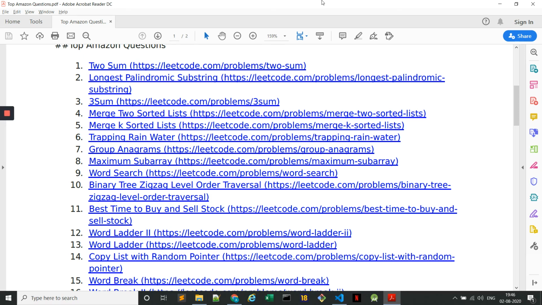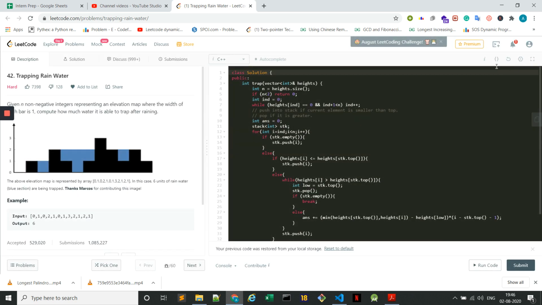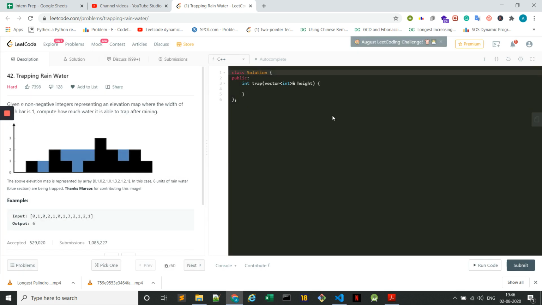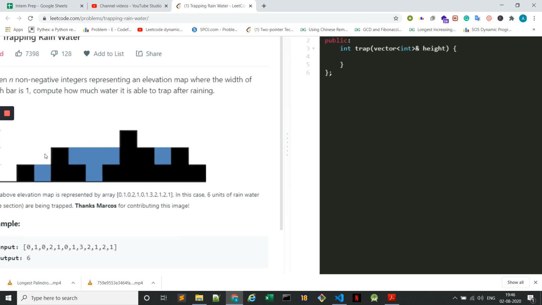Hi guys, so let us solve the next question in the series, which is the trapping rainwater problem. I might have solved this question before, but we will solve it again. As you can see, I have solved this question before, so we will try to solve it again, right?